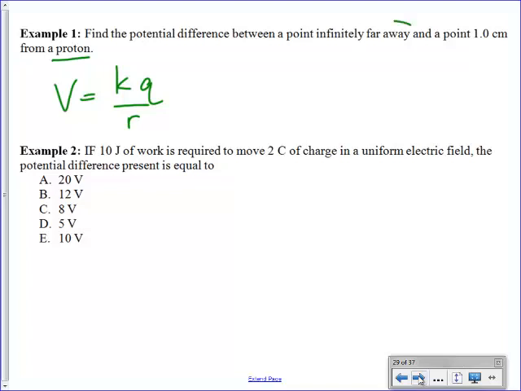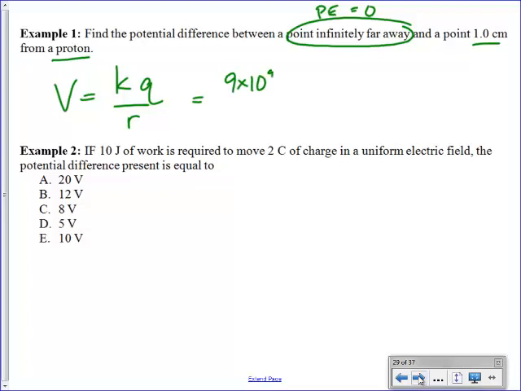Now, for a point infinitely far away, the potential energy at that location is 0. Just like if you have an object infinitely far away from the Earth, the gravitational force and the potential created is essentially 0. So what this question is really saying is that one of the points is basically 0, and therefore all I really have to worry about is the potential created by a distance of 1 centimeter. So now it's just plug it in and solve.